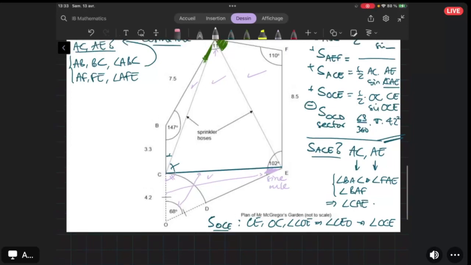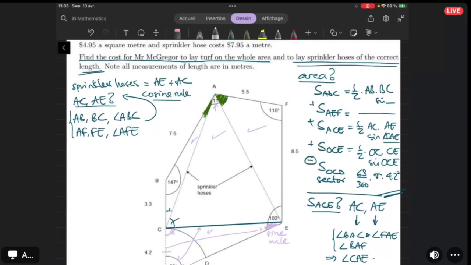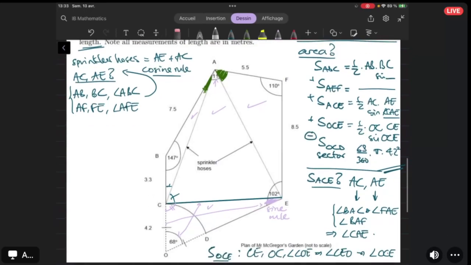To find the area of all triangles and not the one. No, we have to find all 4 triangles, right? But the triangle in the middle, CAE, that can be readily found because you calculated the lengths of AC and AE in the first part when calculating the sprinkler hoses. What do you mean by that? I'm gonna write it out then. You cannot see. All right.